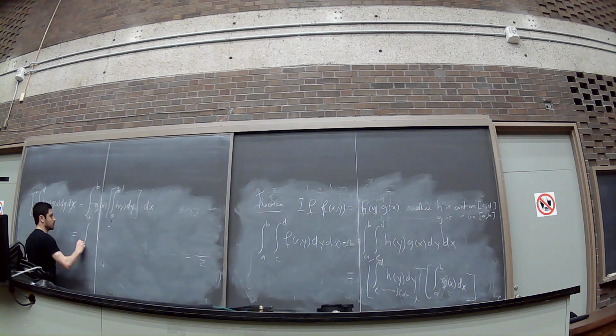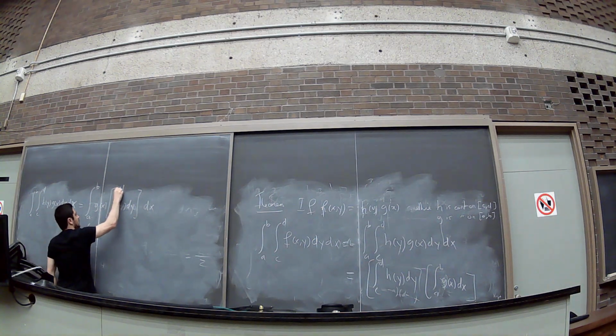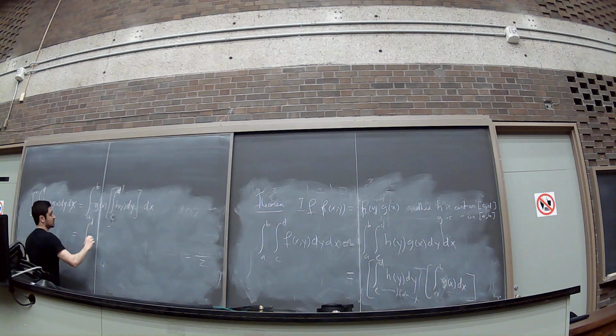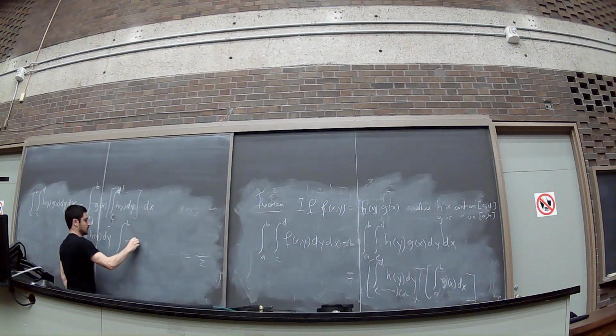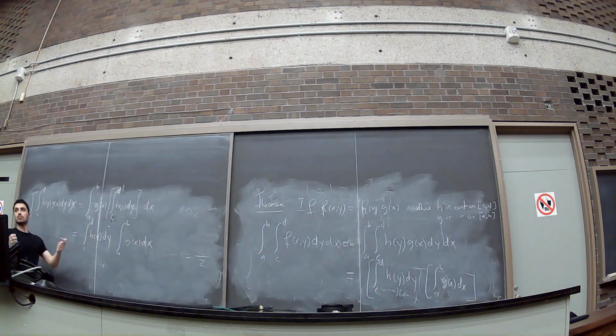Alright, good. Let's take it outside. And then, boom. Okay. I took it outside. I'm left with dx from a to b. So far so good? Let's do an example. So the integral from 0 to 1, 0 to 2, x cubed e to the y, dy dx.